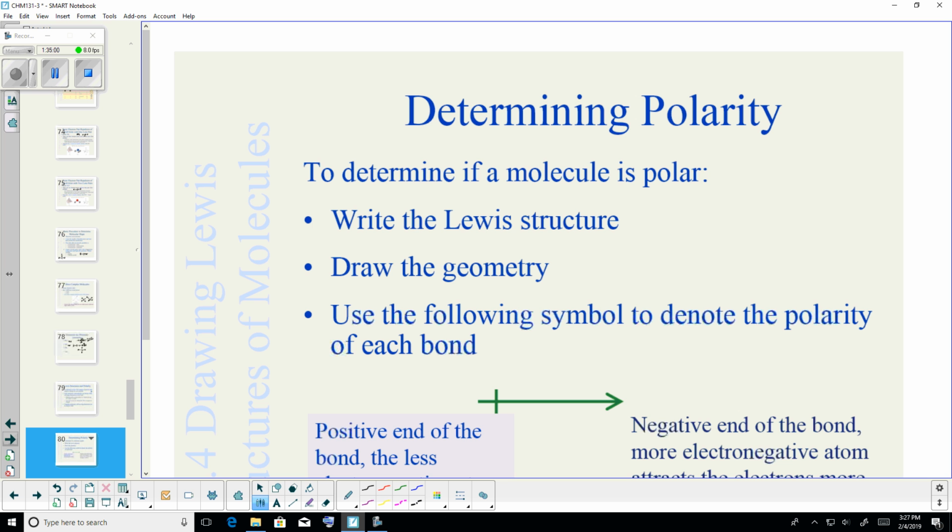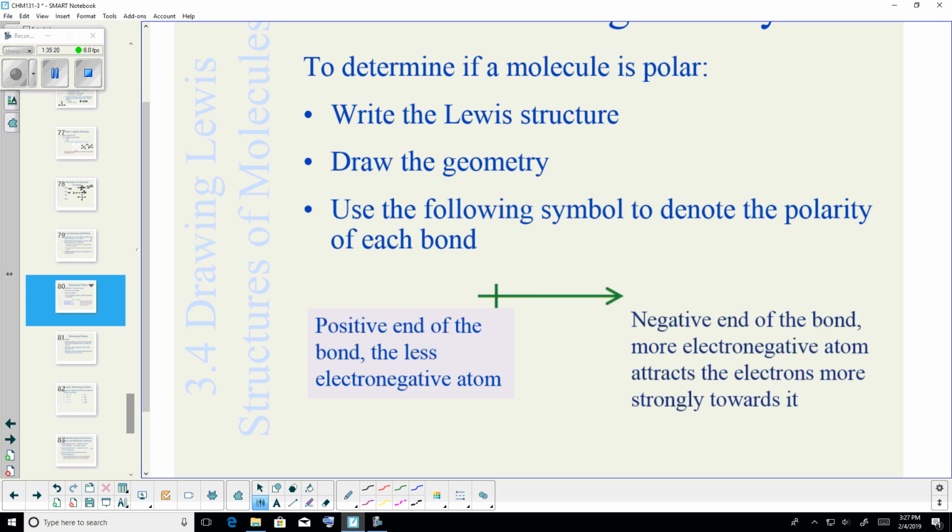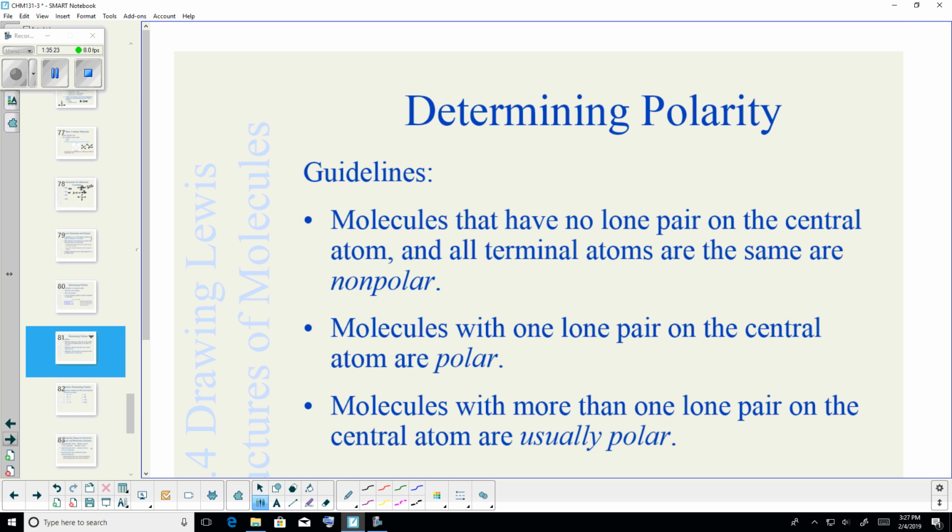We write the Lewis structure, we draw the geometry, we use the following symbol to denote polarity. The arrow points to the negative end of the bond. This is the positive end, which is why it's got that little cross here. Molecules that have no lone pair on the central atom and all terminal atoms are the same are nonpolar. Molecules with one lone pair on the central atom are polar. Molecules with more than one lone pair on the central atom are usually polar.